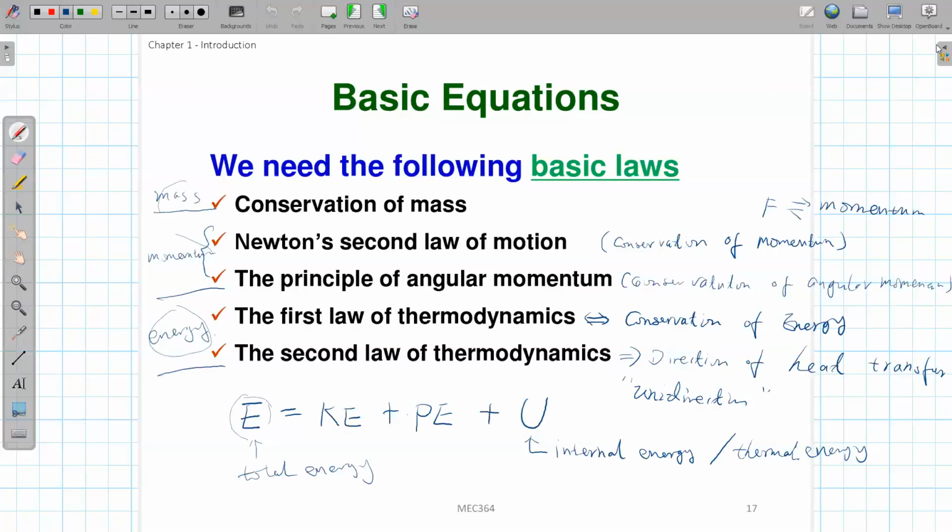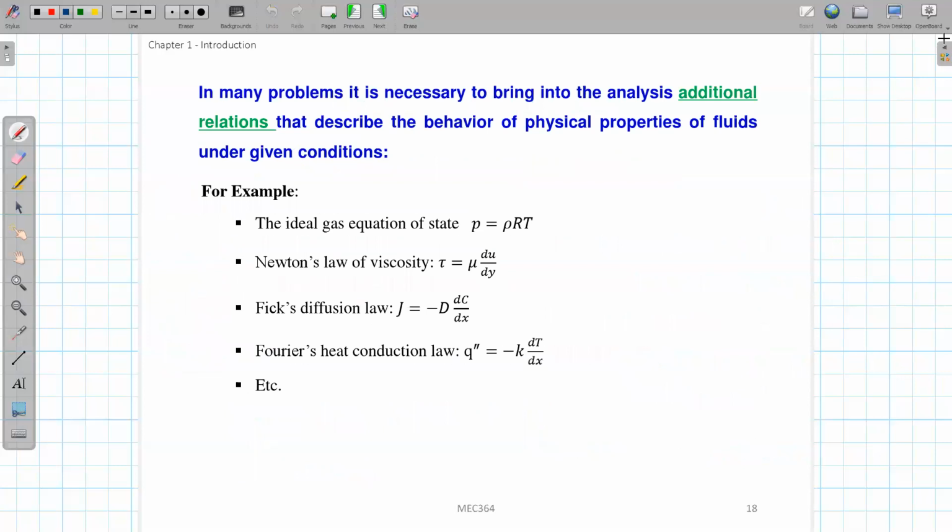So these are the basic laws, right? And as I told you, besides the basic laws, we also have some particular laws. Those particular laws only work for a certain medium or certain conditions. One example is the ideal gas equation of state. We know that P equals rho R T only works for an ideal gas, right?